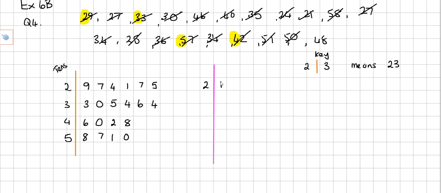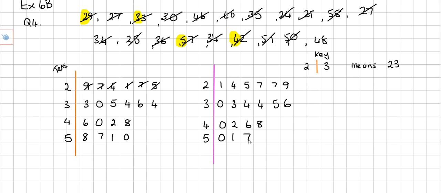So now I can do 2 and I can just start putting them in order like this. So I've got a 1, a 4, 5, 7, and a 9. Now you might be saying, oh, but it would have been easier to put it in order in the first place. But actually, it helps not to make mistakes if we do it in this way. My 3 would be 0, 3, 4, 4, 5, 6. My 4 will be 0, 2, 6, 8, and my 5 will be 0, 1, 7, 8. Right?